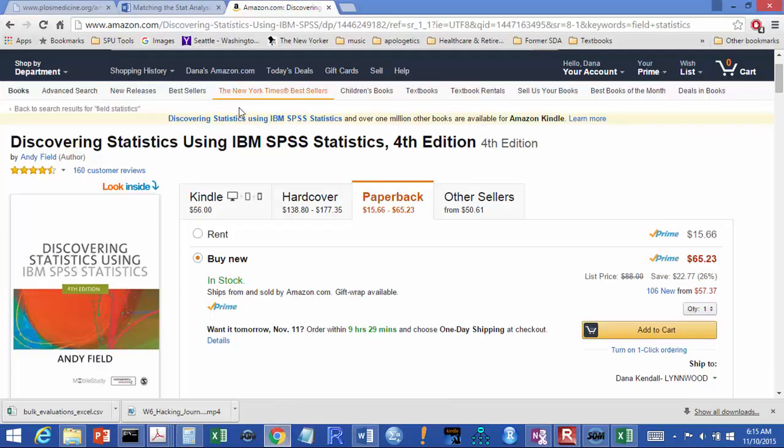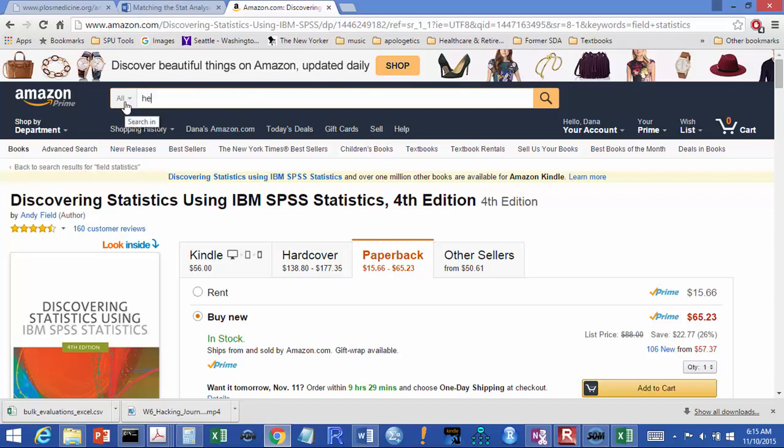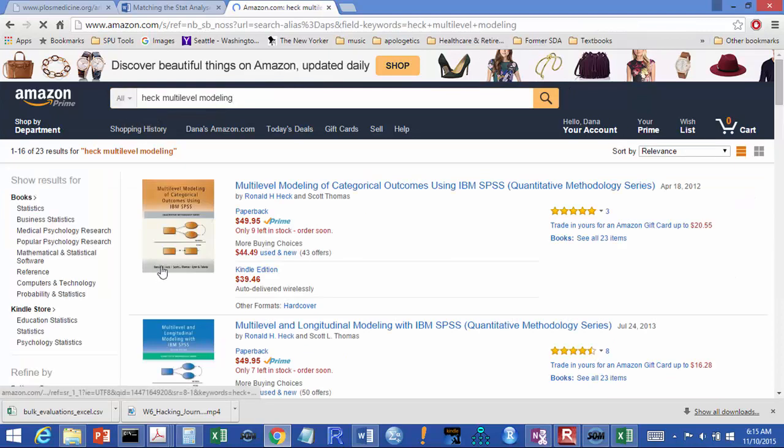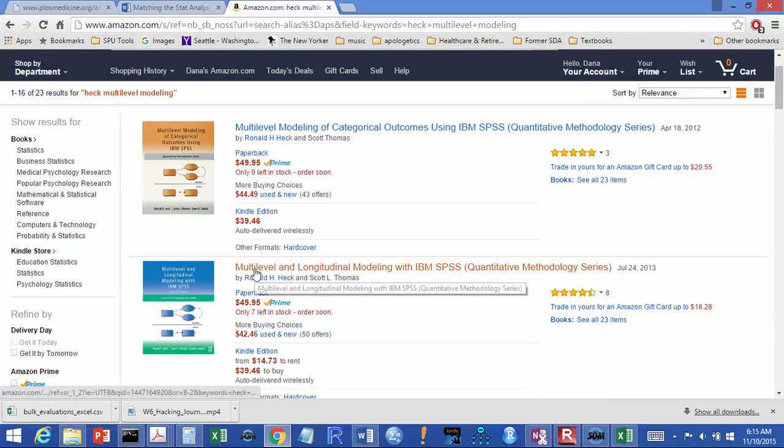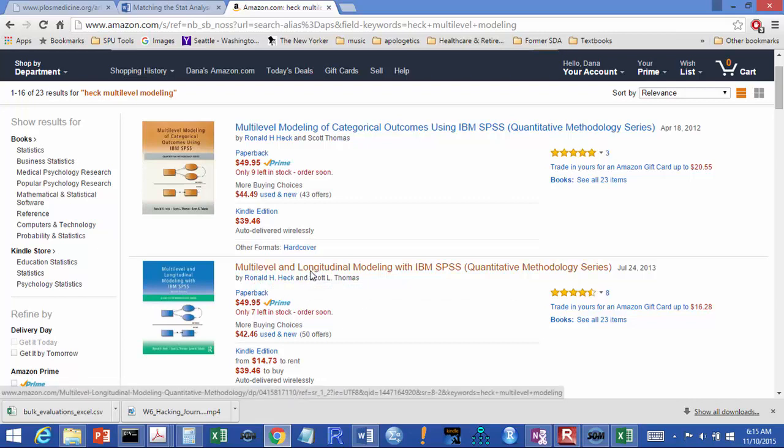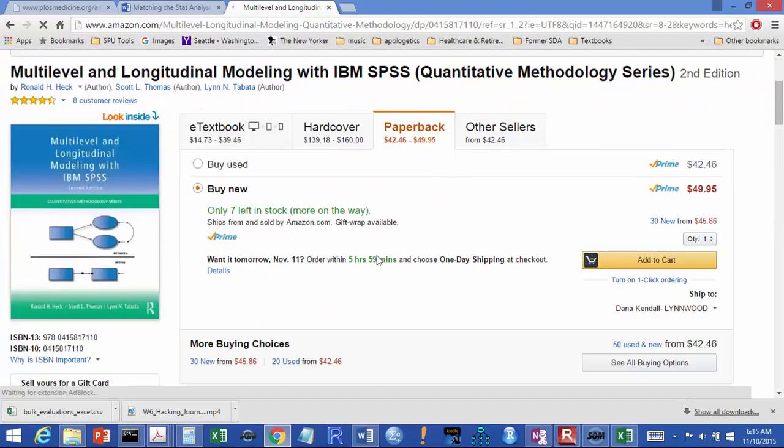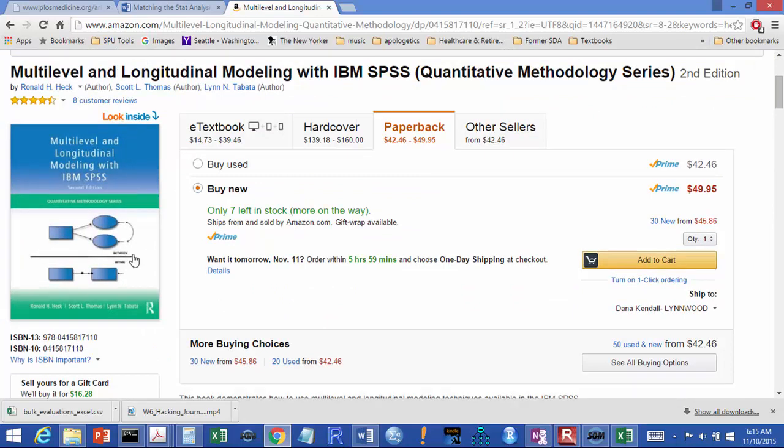I didn't plan on doing this, but I have to show you. There is a book that I find very helpful by Ronald Heck and Scott Thomas, and it looks like this, and it's called Multi-Level Modeling with SPSS, and it provides very detailed instructions on how to run multi-level data for your particular study. And I have found this book helpful when I've had to run MLM stuff in SPSS.